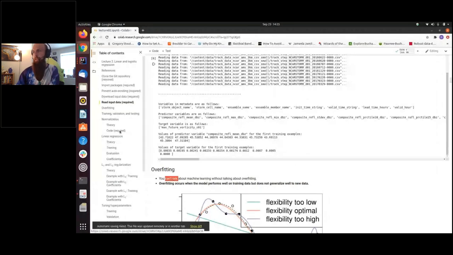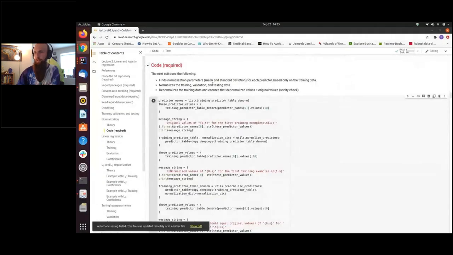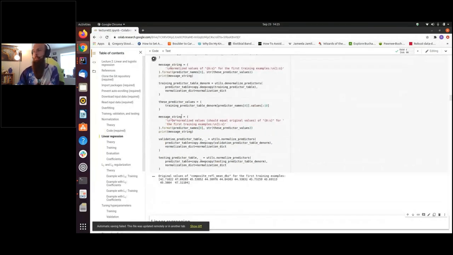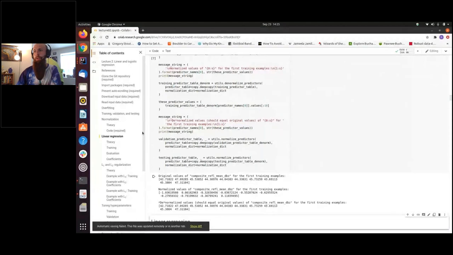You'll also have to run this little code cell that says code required under normalization. That should run really quickly, a 3-second thing. That's just normalizing all the predictor values into Z scores.